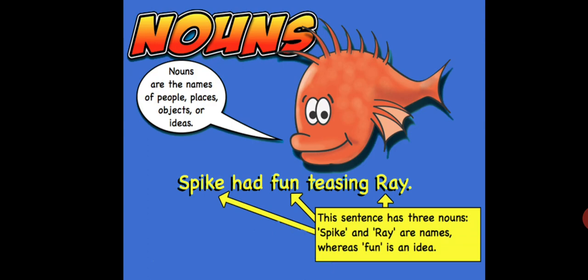So in this sentence, Spike had fun teasing Ray, this sentence itself has three nouns. Spike and Ray are the names of people, whereas fun is an idea. That is why Spike had fun teasing Ray is an example of a sentence that has multiple nouns. But that doesn't mean it is a multiple clause because it only has multiple nouns. So I just want to give you the idea of what we're going to do now.